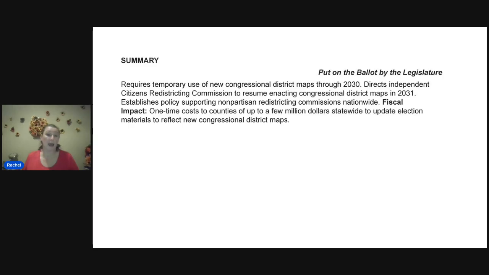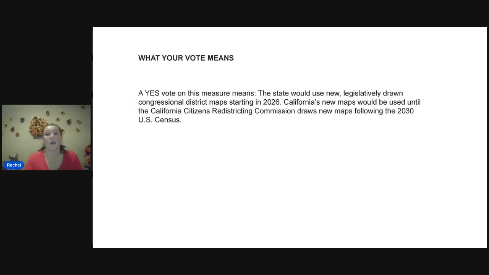The fiscal impact is a one-time cost to counties of up to a few $1 million statewide to update election materials. So basically some ballots have to be changed. It's going to cost money. So here's what the vote means. If you vote yes, you are saying the state would use new legislatively drawn congressional district maps. So in other words, the legislature's districts, not the commission's districts.